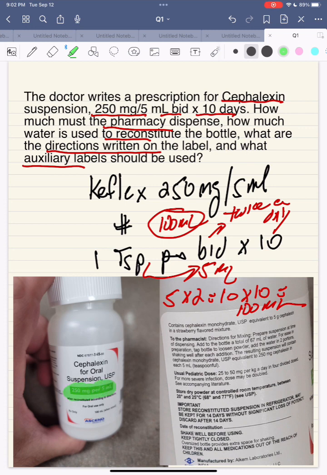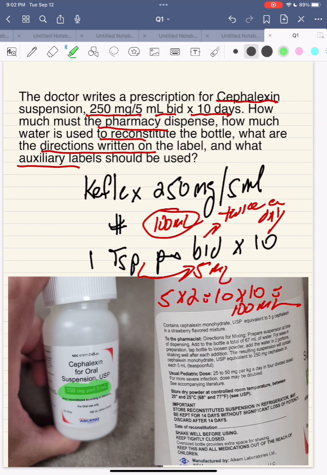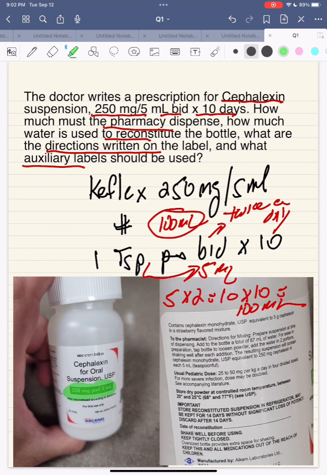Some come in 150. So look at this bottle, 250 milligrams per 5 ml is the concentration. Always look at the bottle, very important. People have worked for years and sometimes they're so busy and they don't pay attention. Add 67 ml of water, it's on the back of the bottle, it tells you. 67 ml of water is what you add to this bottle. And when you shake it, the powder takes up volume also. And you also have to refrigerate, and it's only good for 14 days. And you shake well before use.